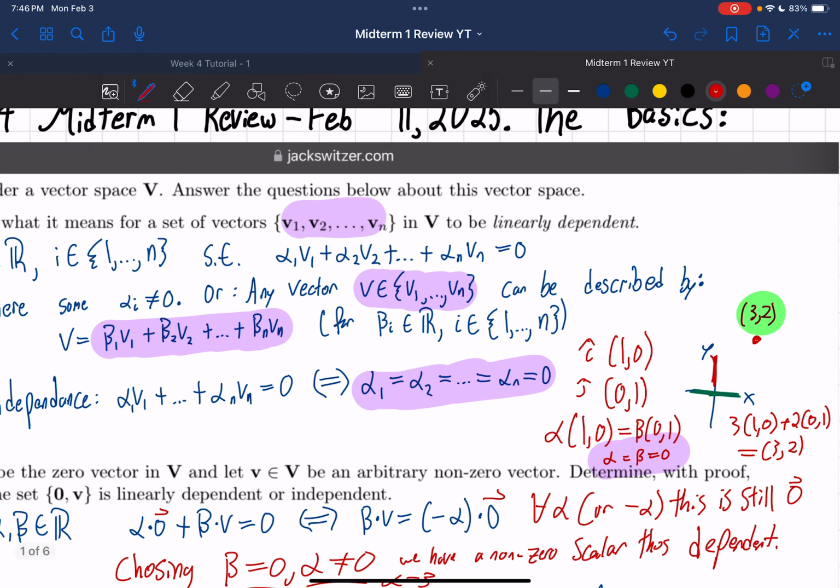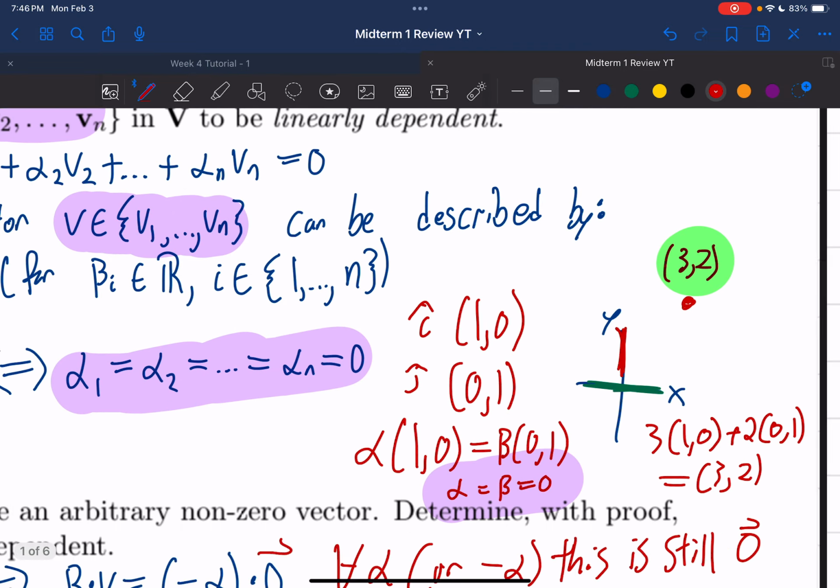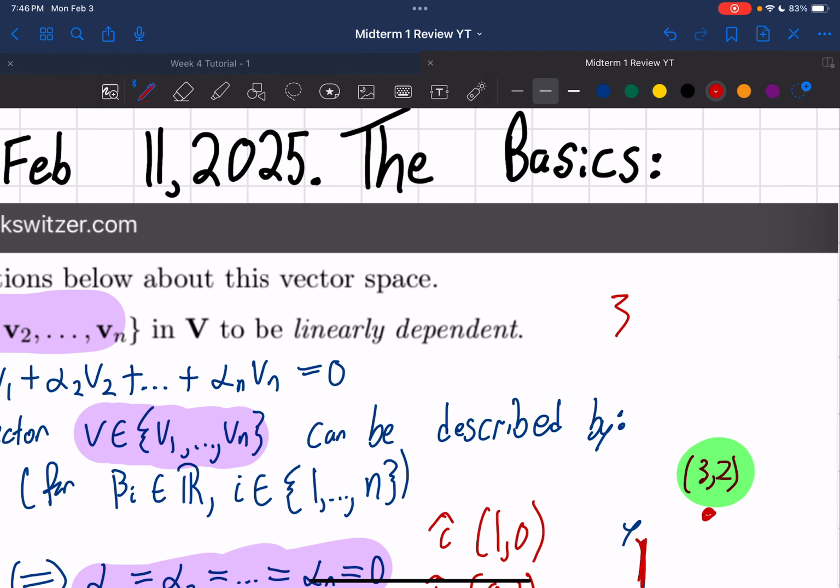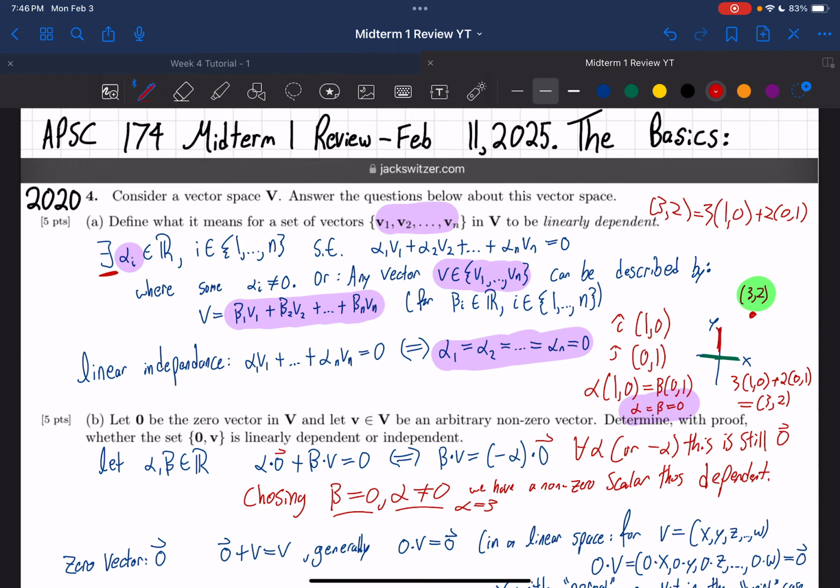But this works both ways because if 3 times 1, 0 plus 2 times 0, 1 is equal to our vector 3, 2 over here, that means we can also move these things around and construct any of them by a linear combination of the other ones.